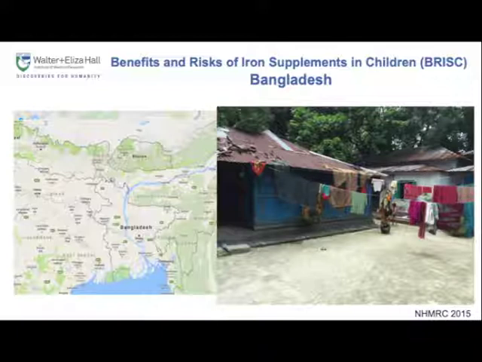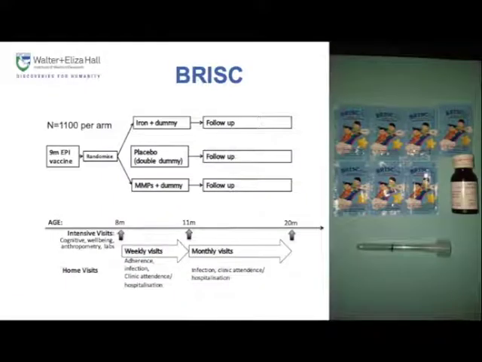And we need to do that in two types of place, in a malaria non-endemic setting, so South Asia, and a malaria endemic setting, so Sub-Saharan Africa. So we're doing two trials, one in Bangladesh, just outside Dhaka, and this is the BRIS trial, which is almost complete. It'll be ready next year.